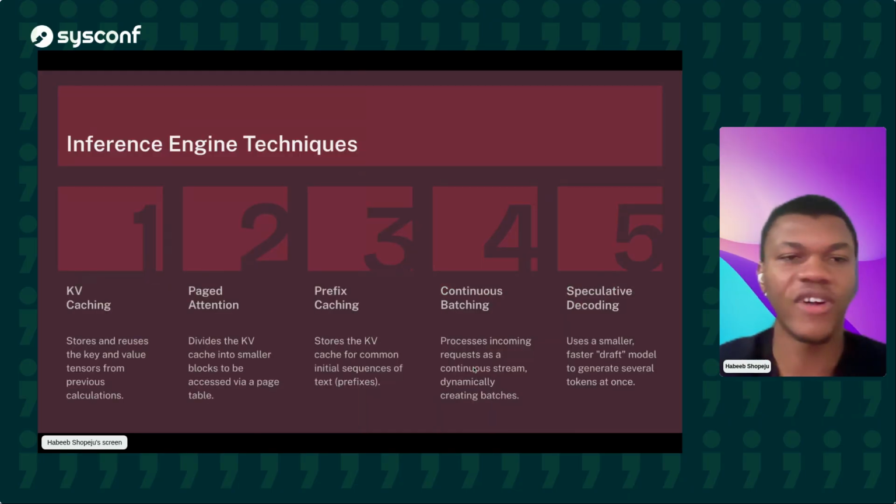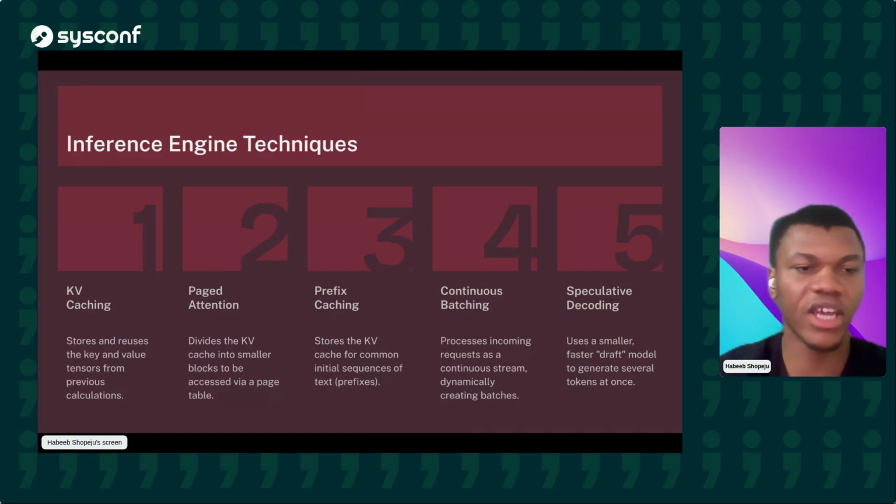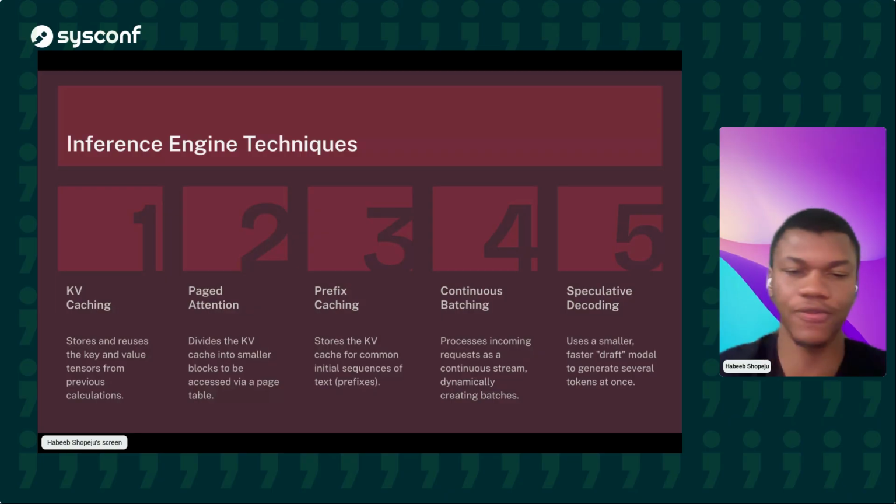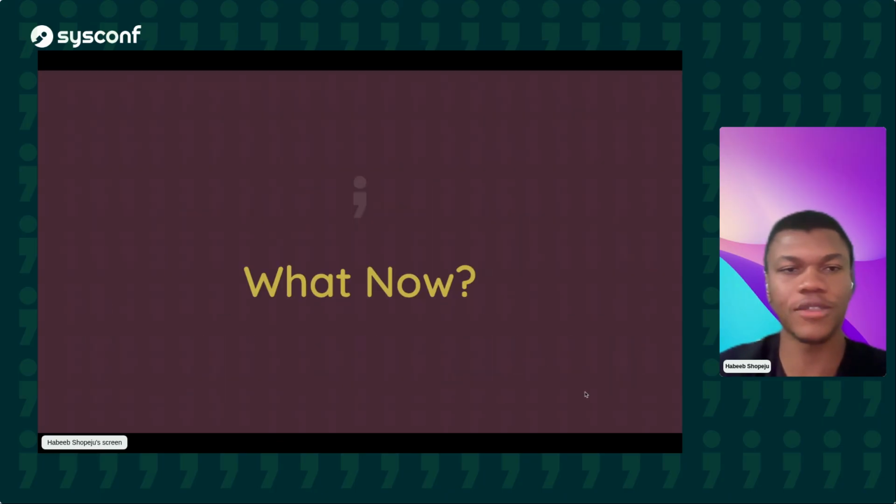So, just to go over the techniques I covered. First is KV caching, which stores and reuses the key and value tensors from previous calculations. PagedAttention, which divides the KV cache into smaller blocks to be accessed via a page table. Prefix caching, which stores the KV cache for common initial sequences, that's from your prompt. Continuous batching, which processes incoming requests as a continuous stream, dynamically creating batches. And speculative decoding, which uses a smaller, faster draft model to generate several tokens at once.